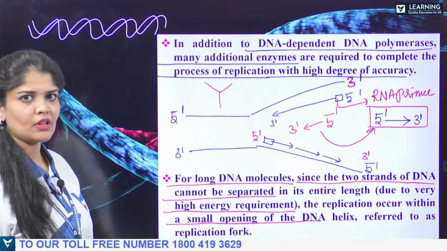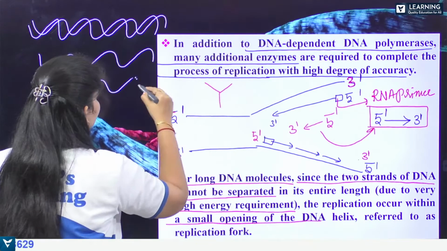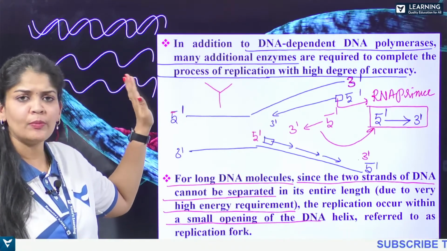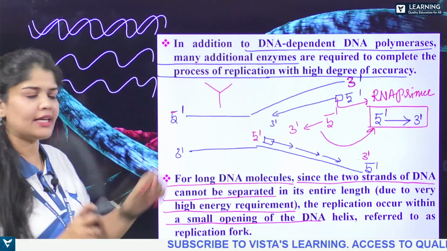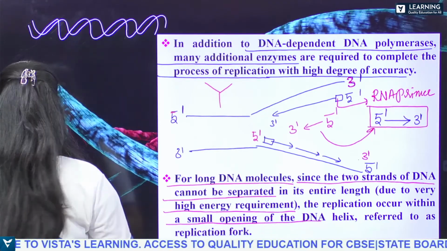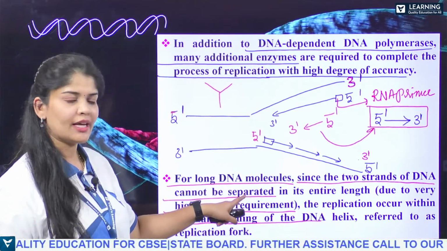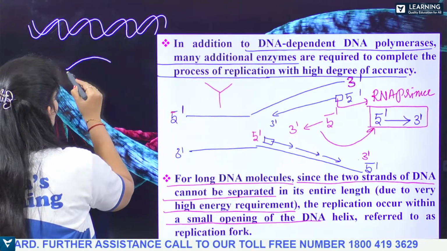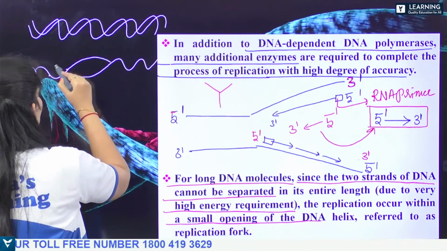DNA. Unwinding completely, along the entire length, to form a single strand of DNA is not possible because it is going to utilize a lot of energy. High energy is required. Therefore, it is not going to separate over its entire length, but instead it will show a small opening. The remaining will be in the coiling position itself.